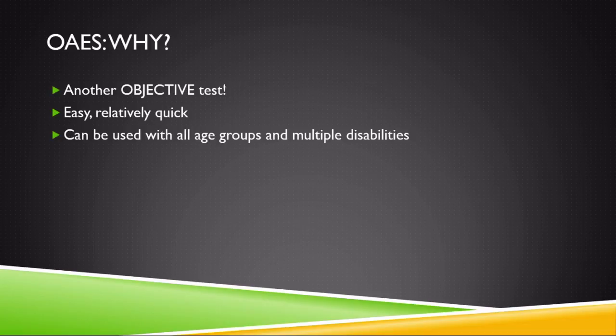People with multiple disabilities, young kids where it can be really difficult to get reliable behavioral testing information or reliable pure tone information. Infants and kids that are too young to do behavioral testing. OAEs are also helpful with people that you think may be malingering or exaggerating a hearing loss. OAEs are really important in all of these more difficult to test populations.